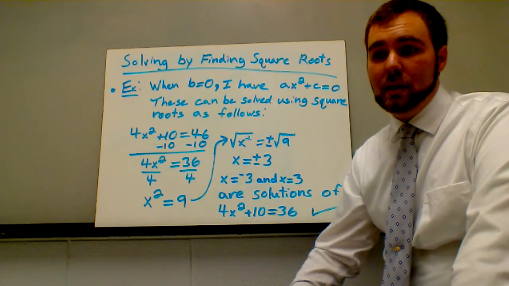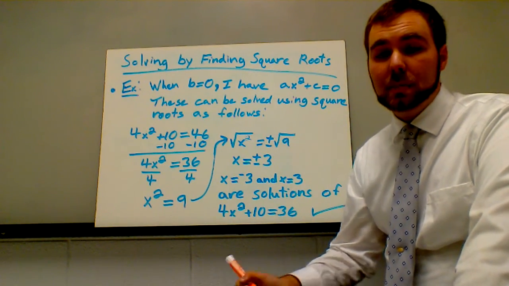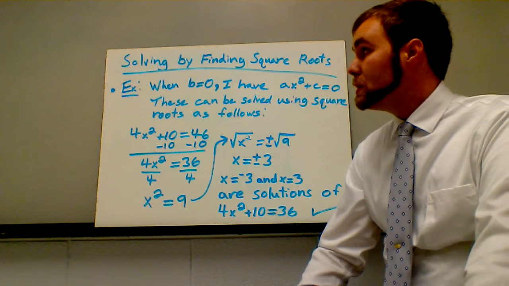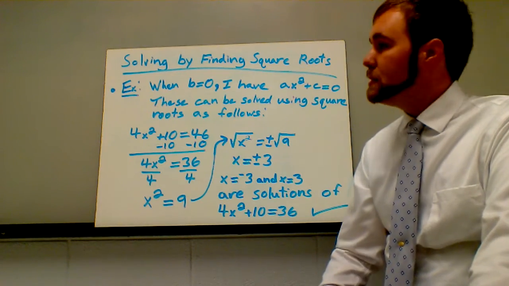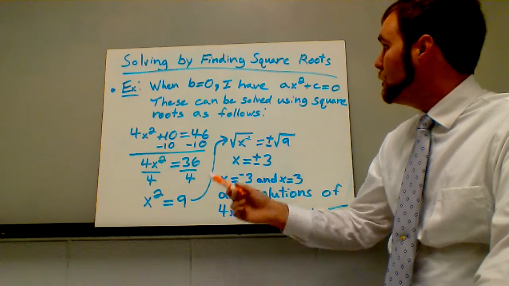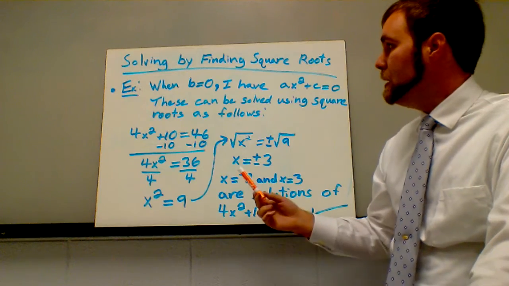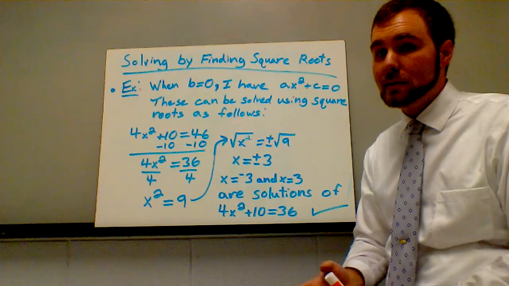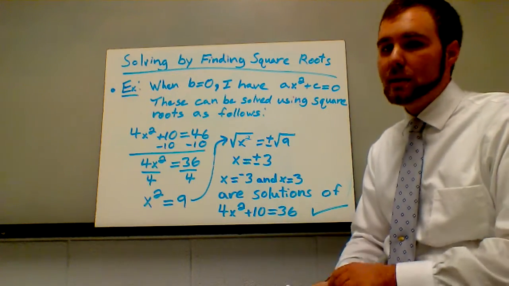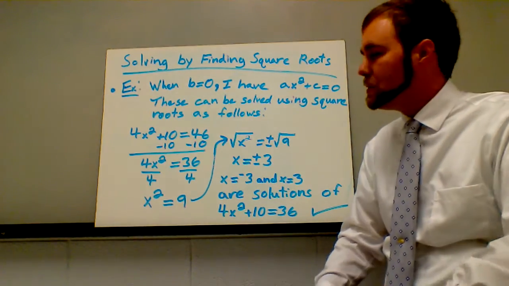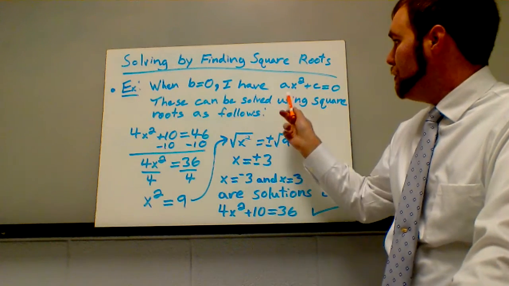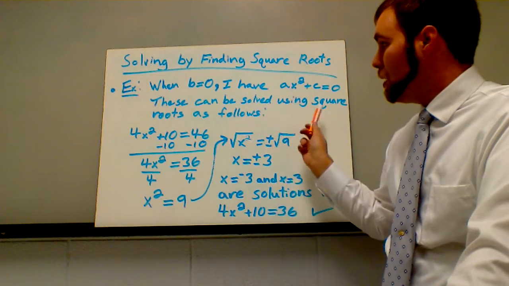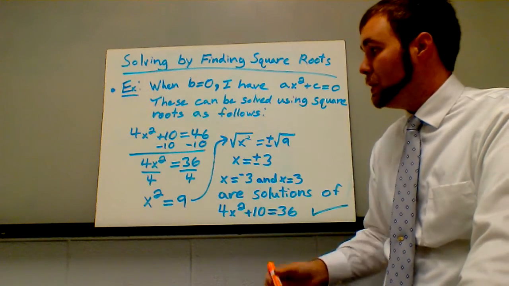Today's section is called completing the square, but there are a couple of other methods listed here to solve quadratic equations. First, we're going to look at solving by finding square roots. In this case, we're looking specifically at when we don't have an x term, so b times x, our b is 0, which just cancels that out, and what's left over is ax squared plus c equals 0. These can be solved using square roots like we show here.